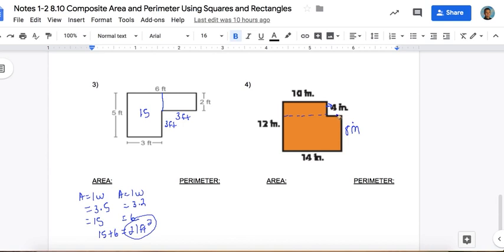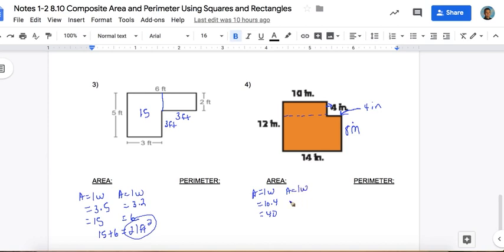And then this one's not labeled. And we don't need it for area, but we will need it for perimeter. So let me draw an arrow here. And I know that if this side is 14, and this side is 10, I can do 14 minus 10, which should be 4. Okay, area equals length times width. They're both rectangles, so I'm going to use the rectangle formula. I will do this one first. So the length is 10, the width is 4. So I'm going to do 10 times 4, which is 40.